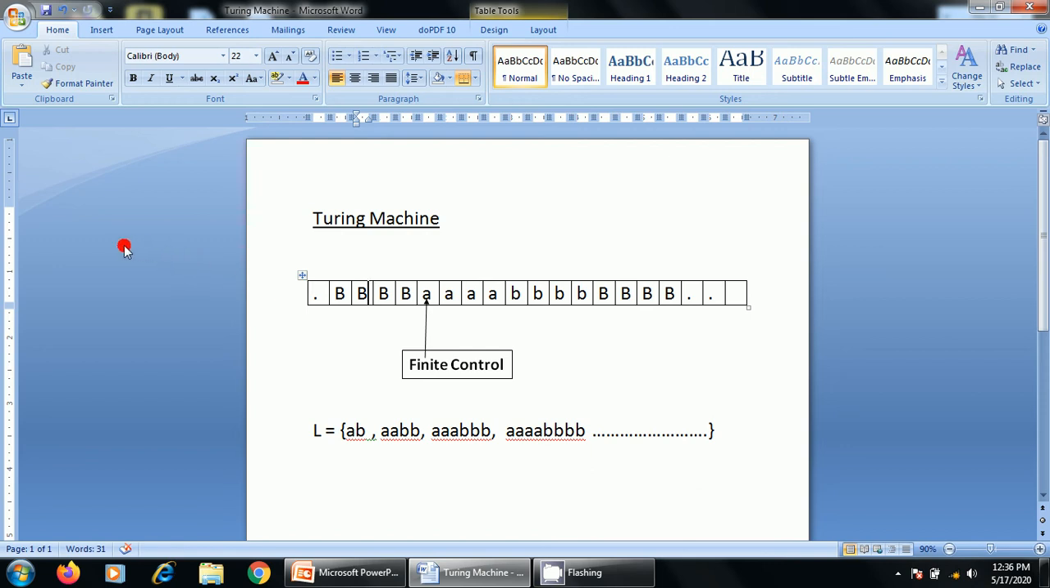But the finite control will start from the first symbol of the input, because there are 4 a's followed by 4 b's, equal number of a and equal number of b. So this is the first symbol a. This a is the first symbol of the input string. So the finite control will start from this position.